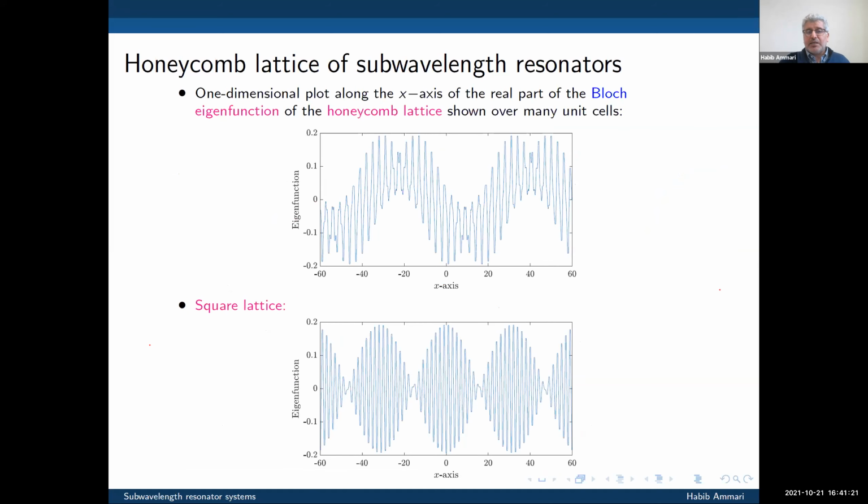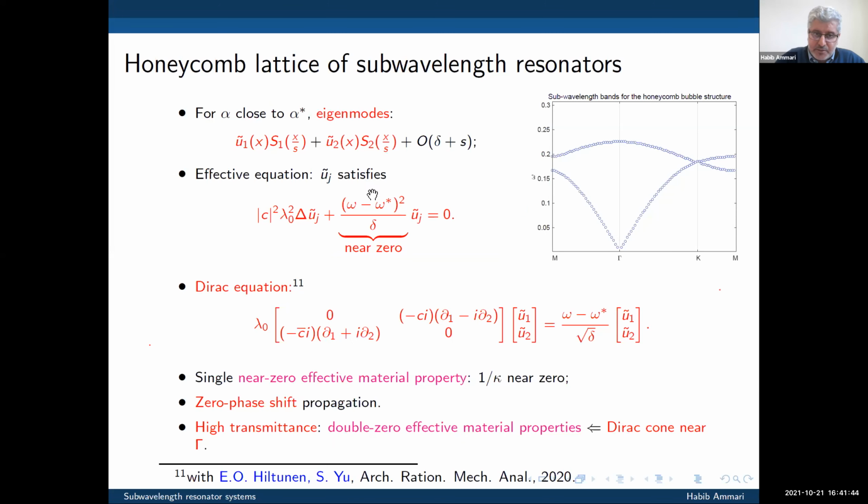Here are just some numerics on the oscillation of the eigenmodes. As I said, there is a sum of two envelopes multiplied by a highly oscillating function, as you can see, and this is contrasted with the square lattice. As you can see, the period here is much larger than the period here. It means that the frequency for the honeycomb structure is much closer to zero than for the square lattice.